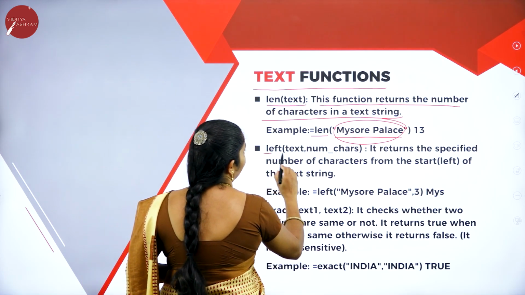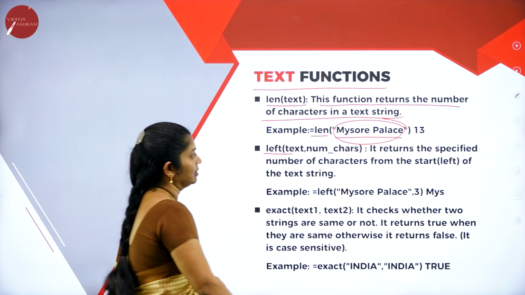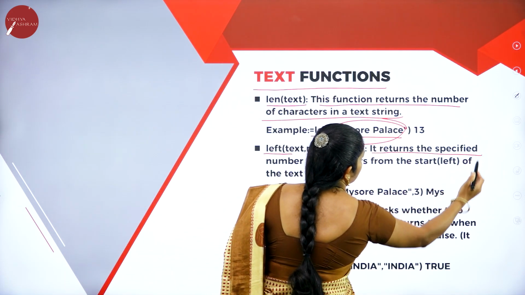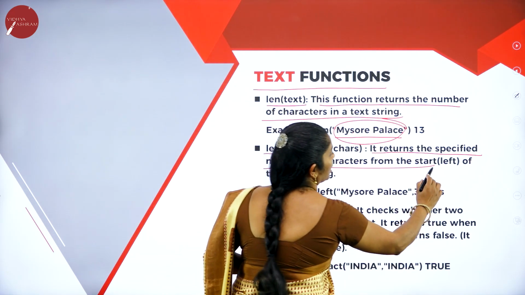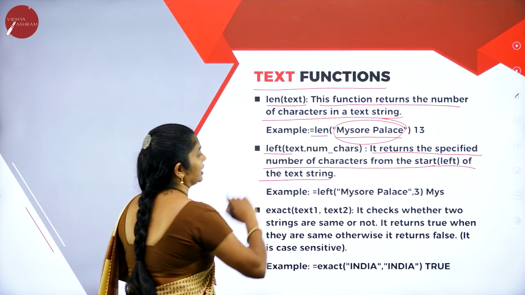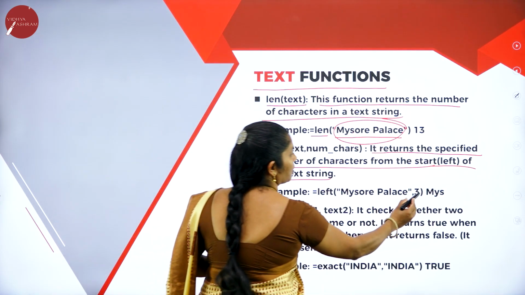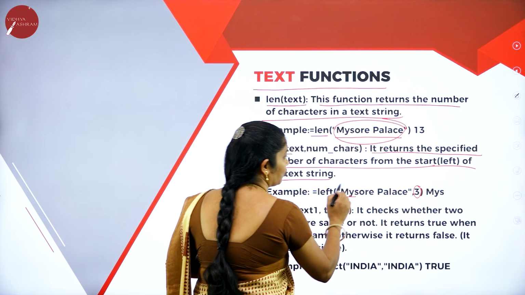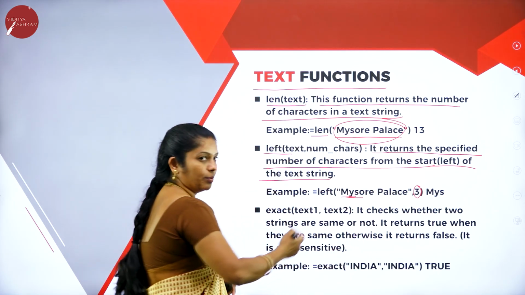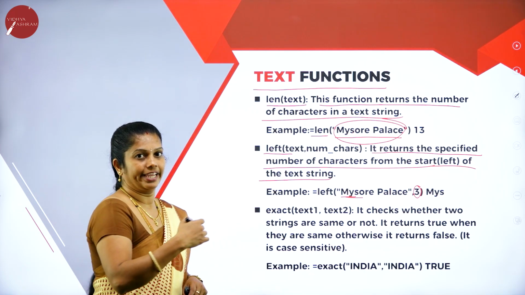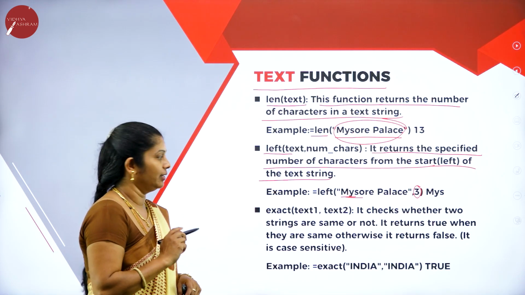Next, LEFT. Whereas here, text, number of characters. It returns the specified number of characters from the left of the text string. From the left, how many characters are there? Here, if I write 3, then the 3 characters on the left. If I write 5, then the 5 characters from the left. Like that, I can find how many characters there are, and which characters they are also.